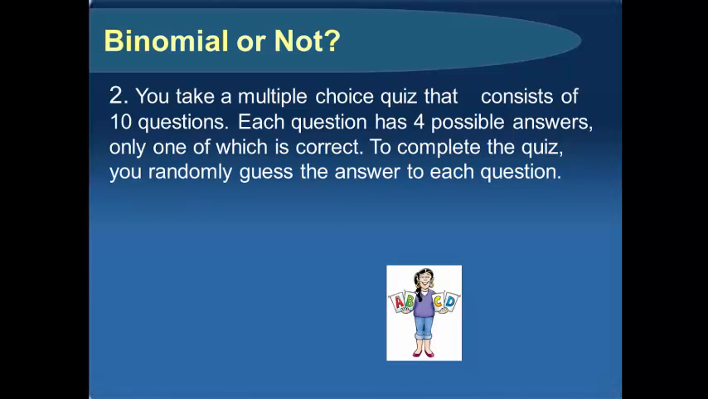Let us have another example, and let us tell again whether it's a binomial or not. For example, you take a multiple choice quiz that consists of 10 questions. Each question has 4 possible answers, and only one of which is correct. To complete the quiz, you randomly guess the answer to each question.